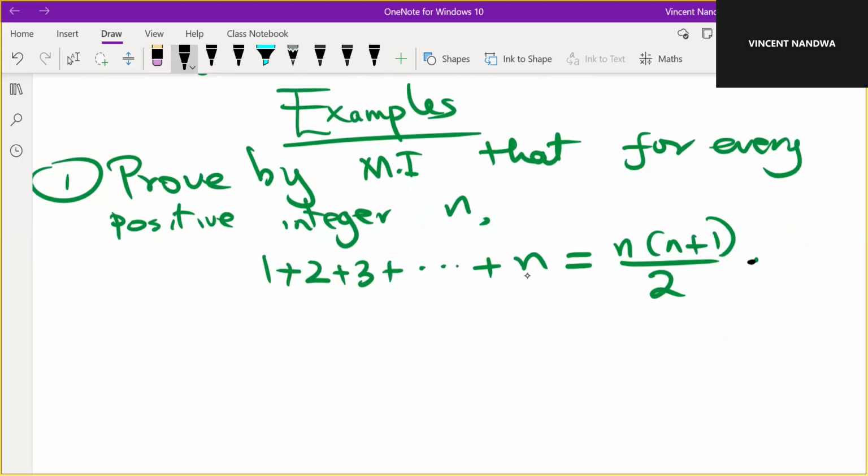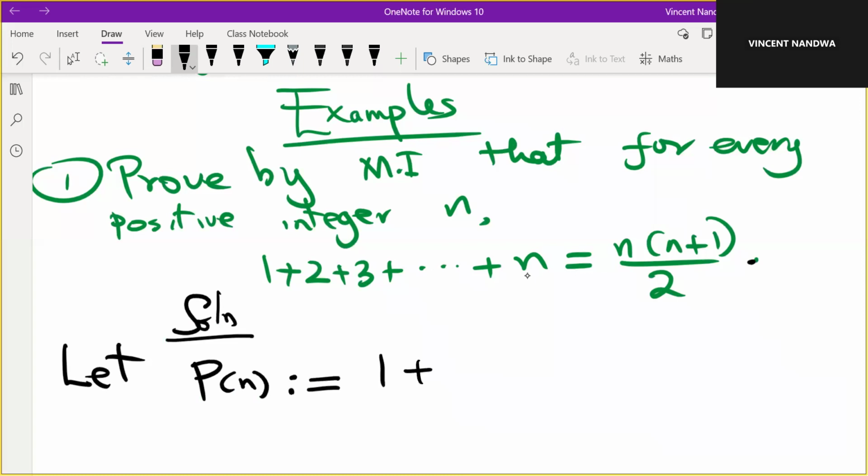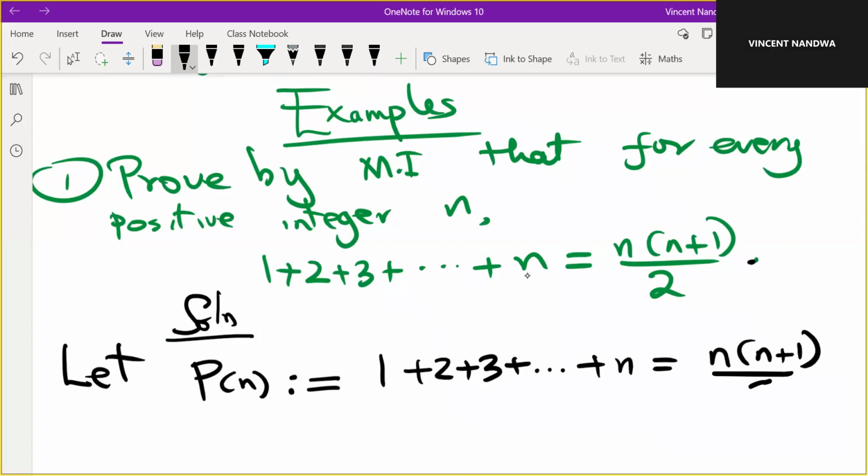Good. So, solution. The first thing is you give the given statement a name. So we say let P of n be the statement 1 plus 2 plus 3 plus all the way up to n equals n into n plus 1 divided by 2. So you give the given statement a name, P of n. So what follows?